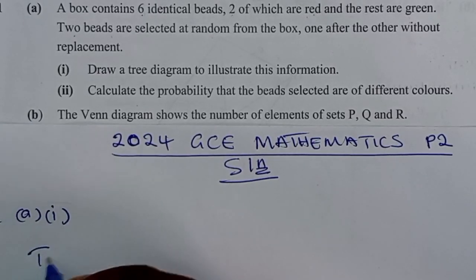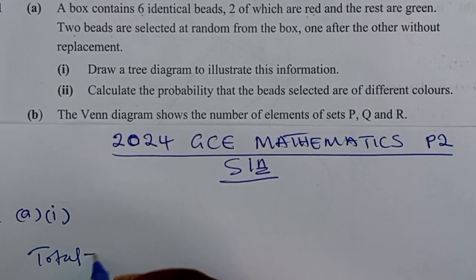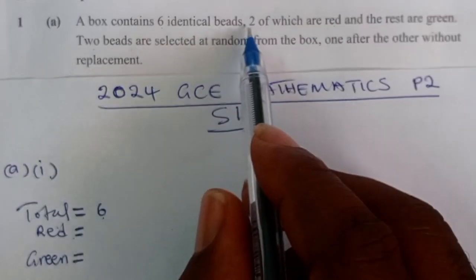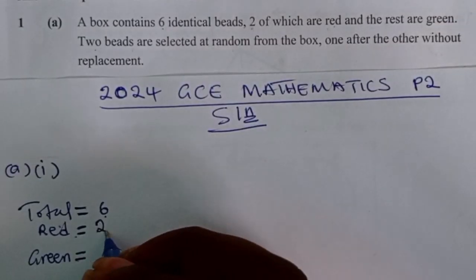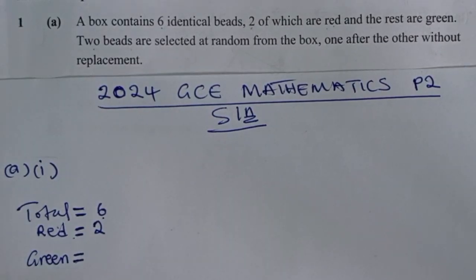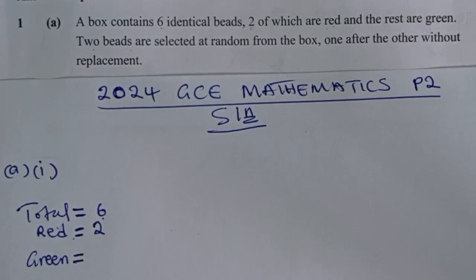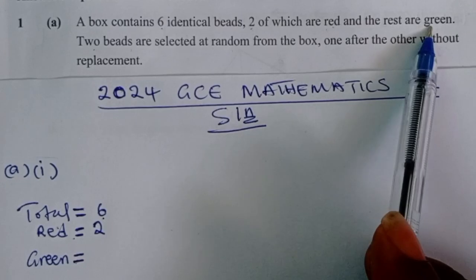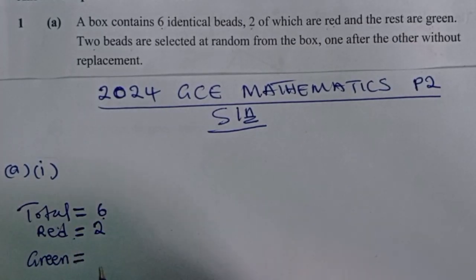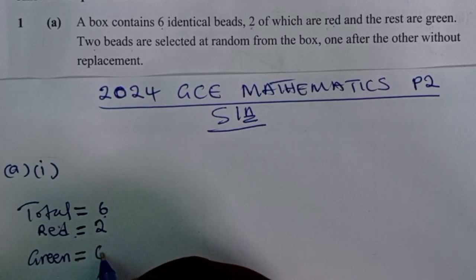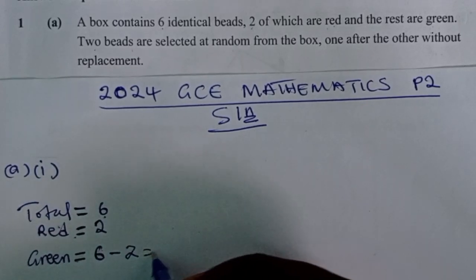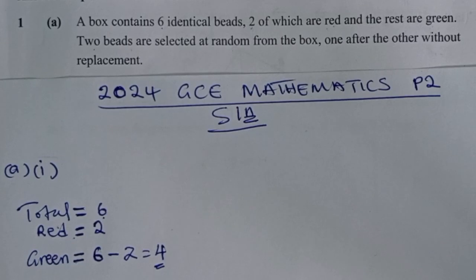We have the total number of beads, which is 6. For the red beads, it is 2. So we have 2 red beads. Now, what about the number of green marbles? They have said a box contains 6 identical beads, 2 of which are red and the rest are green. So what we are going to do is subtract: the total number of beads, which is 6, minus the red beads, we are going to have 4. So green, we have 4 green beads.